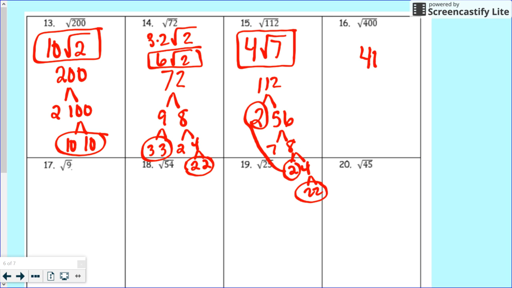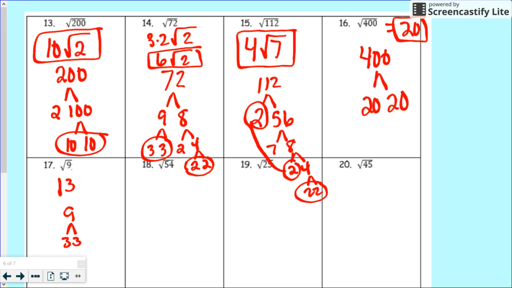400. Believe it or not, that's a perfect square. 20 times 20. So they're both going to come outside as one group of team 20. If you break it down a different way, you should still come up with the same answer. Square root of 9. 9 is 3 times 3. Another perfect square, so the answer is 3. One group of team 3. We've already done one like 18.